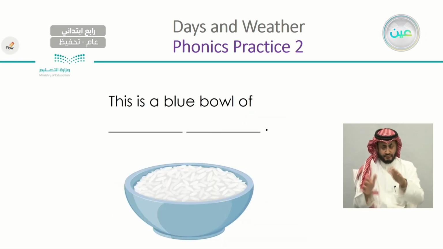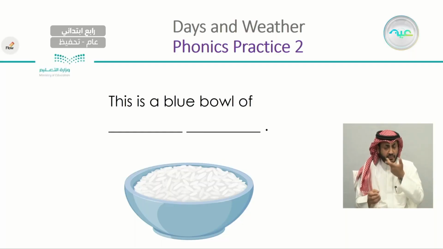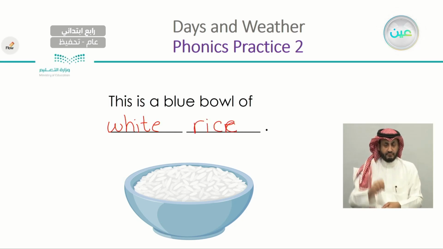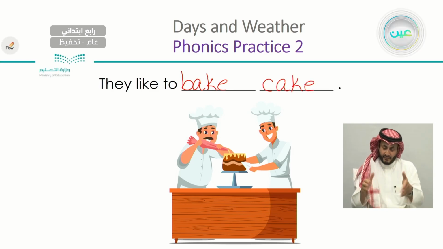This is a blue bowl of, what is this a bowl of? Rice. What color is it? White. Excellent. So this is a blue bowl of white rice. The word white has a long I, right? Just like the word rice. Excellent. They like to, what is this? Cake. They like to bake cake.